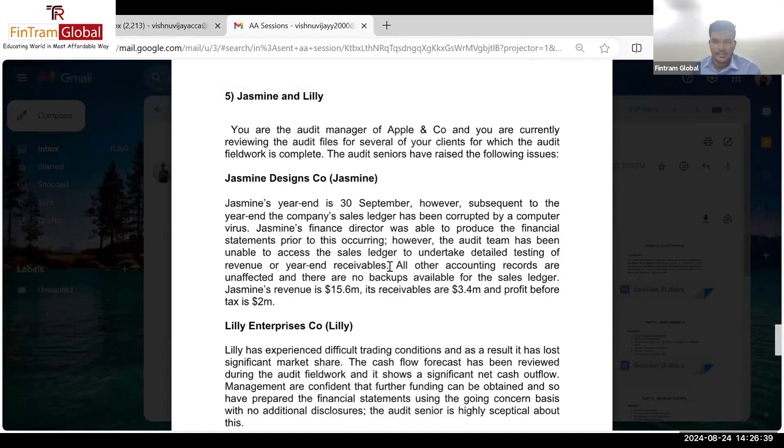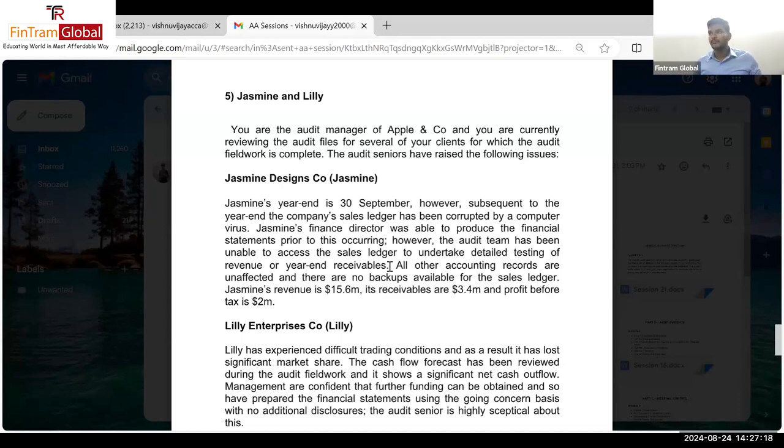However, the audit team has been unable to access the sales ledger to undertake detailed testing of revenue or year-end receivables. All other accounting records are unaffected, and there are no backups available for the sales ledger. Jasmine's sales revenue is 5.6 million, and its receivable balance is 3.4 million. Profit before tax is 2 million. So, what is the issue here, and how do we assess the issue here? What do you guys think?